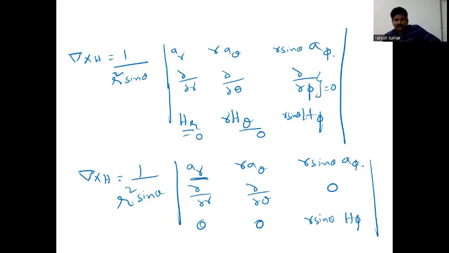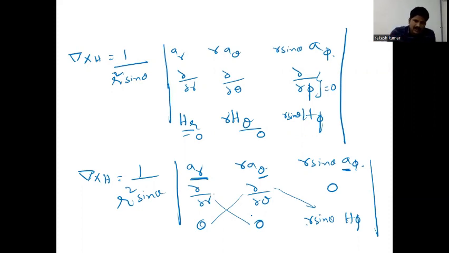Now tell me which component will be present and which will not. Let us take a R. Here both are available, so the E R component will be present. Next, what about E theta? E theta is equal to ∂/∂R of R sine theta H phi. So the theta component will also be present. But what about the phi component? It is a multiplication involving 0, so it is 0. By seeing this expression, the R component and theta component will be present in del cross H.